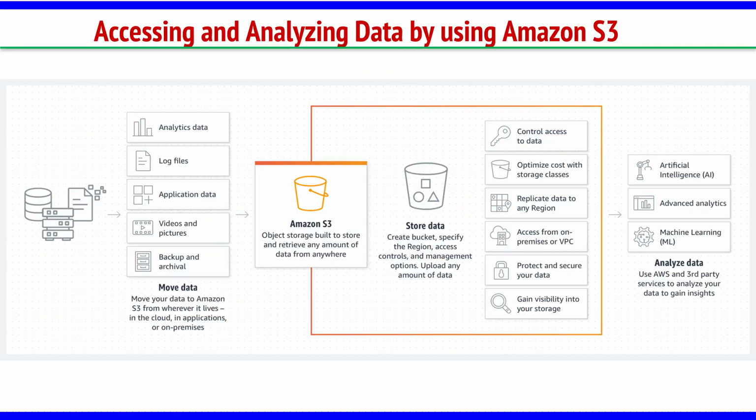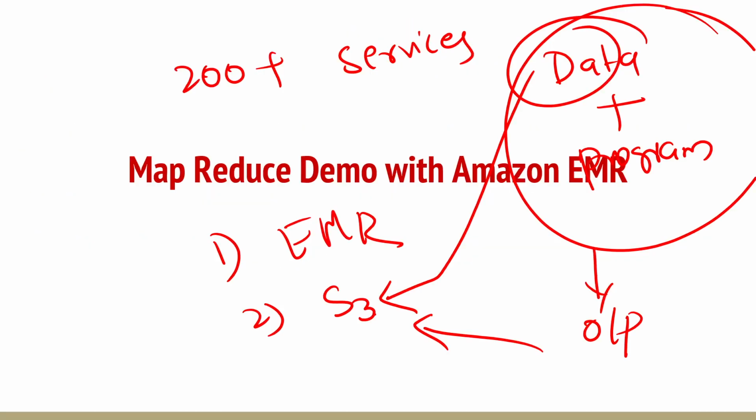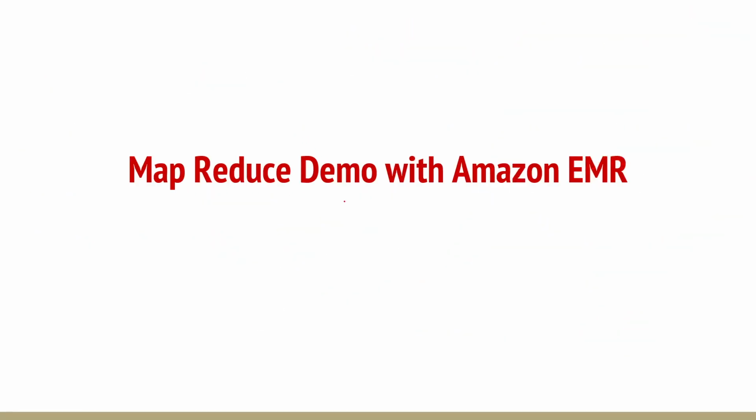Let's try to understand how we are going to do the execution. How do we do the MapReduce using EMR?